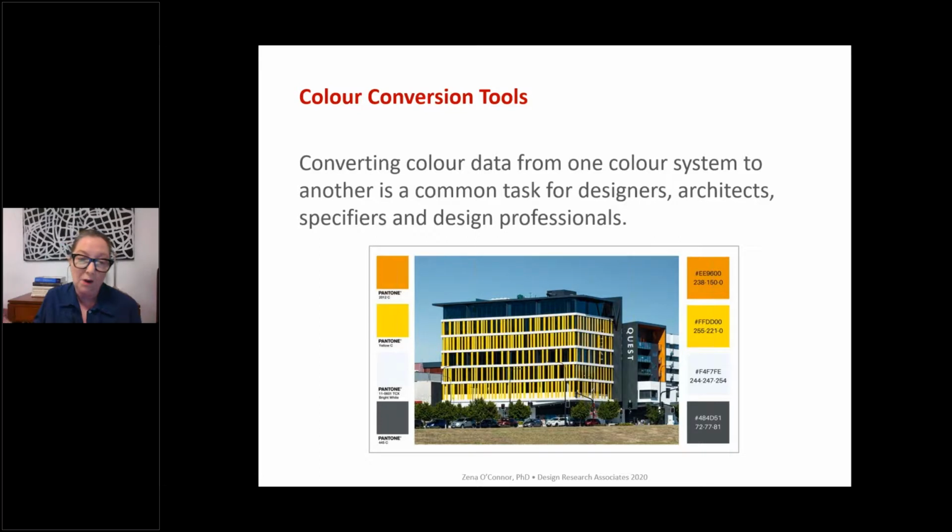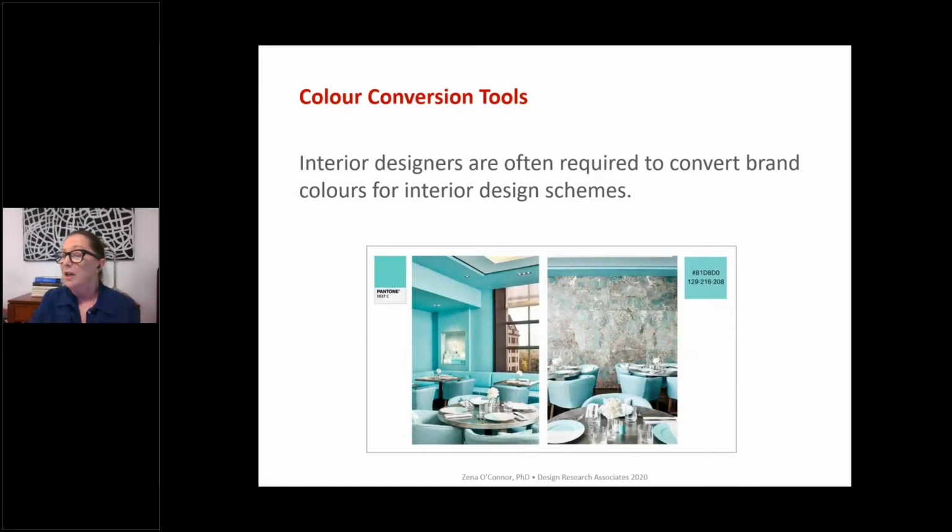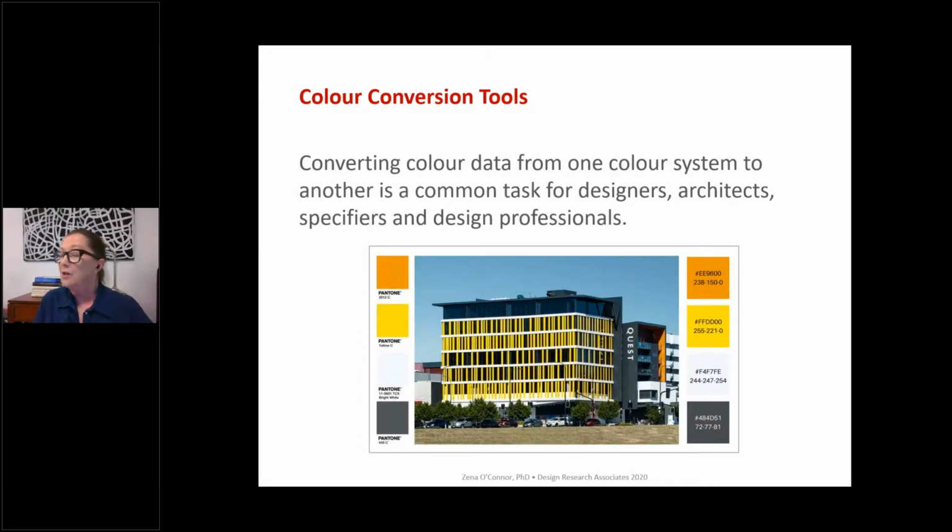And brand colours are often expressed in CMYK colours or RGB colours, or use the Pantone system. And by converting brand colours to RGB colours or hex codes, the architect can specify colour using colour systems that are commonly used by manufacturers of construction materials.